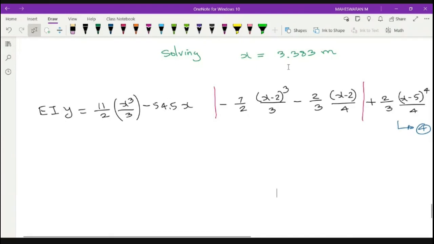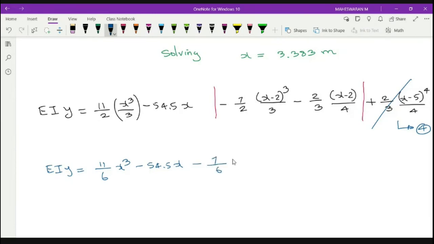So according to Macaulay's rule, 3.38 x positive value, you can consider this. 3.38 minus 2, again 1.38 around, that is also positive value. You can consider this also. 3.38 minus 5, so this is a negative term, which means you should not consider this. So you can cancel this. Okay. So what is my equation? My equation is EIY is equal to 11 by 6 x cube minus 54.5 x minus 7 by 6 x minus 2 the whole cube minus 1 by 6.